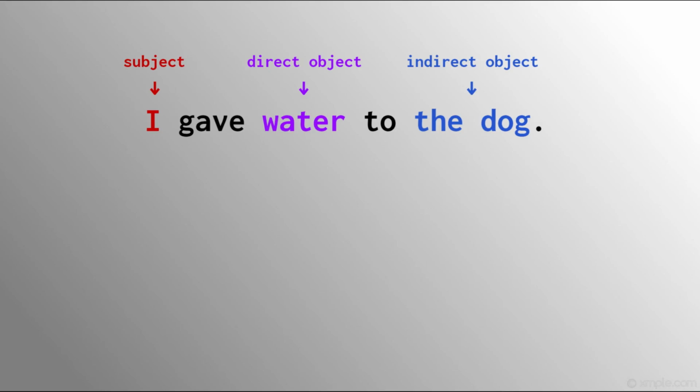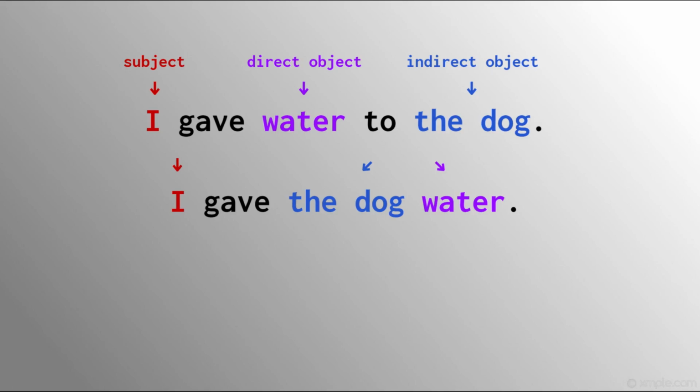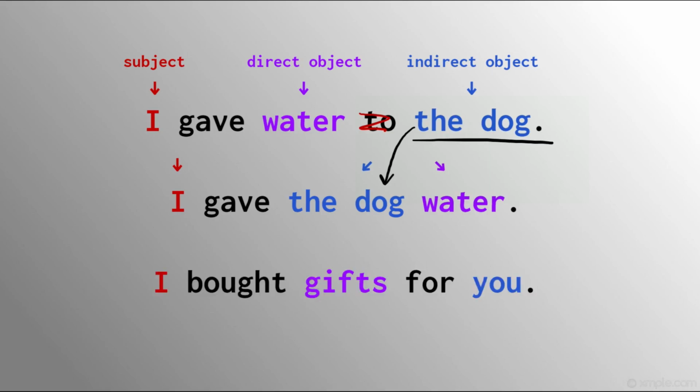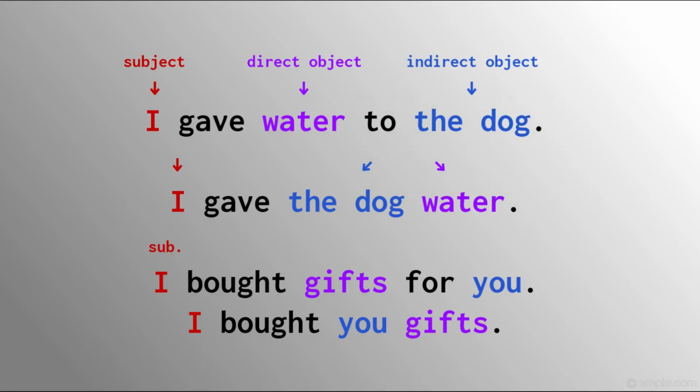Even if we rearrange to say, I gave the dog water, the subject, direct object, and indirect object designations stay the same, despite losing the word to and moving the dog to the middle of the sentence. The grammar per se stays the same. The same thing happens with I bought gifts for you, or I bought you gifts. I is the subject, gifts is the direct object, and you is the indirect object in both cases.